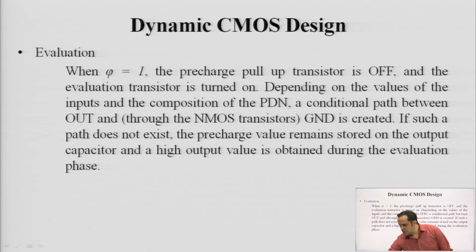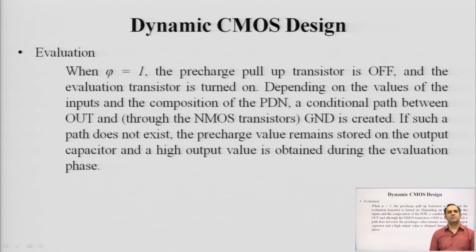During evaluation, the clock goes high to logic 1. The pre-charge pull-up transistor is off because it is PMOS, it goes off at positive voltages, and the evaluation transistor is turned on. Depending upon the values you have at the inputs and the composition of your pull down network, basically whatever logic circuit we are trying to implement here, evaluation is conditional. A conditional path between out and ground exists through the NMOS transistors and ground is created.